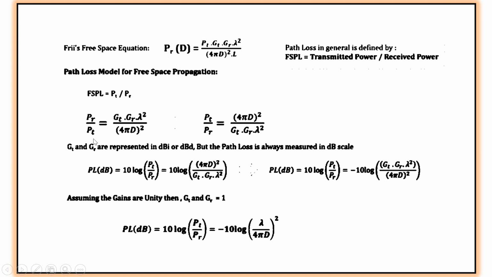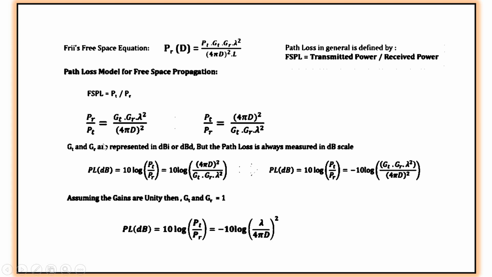That is PR by PT is equal to, I've just written over the left out formulas. What if I bring this PT down, what are the left out terms? GT, GR, lambda squared divided by 4 pi d squared. Now I'm just not going to consider this loss, just leave it. Okay, so finally I can tell you that I've written PR by PT is equal to so much.